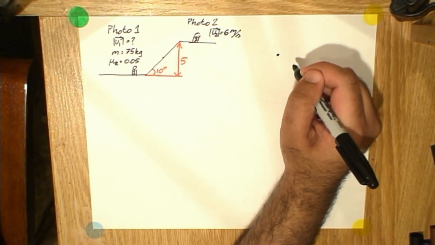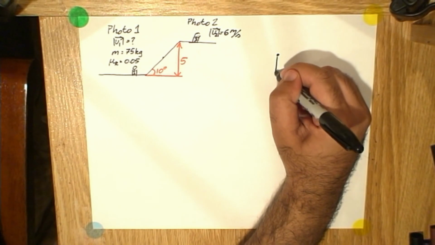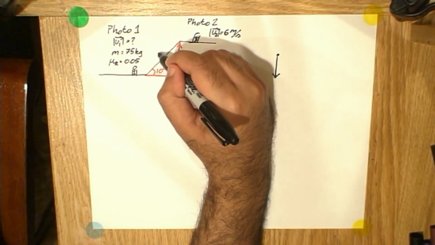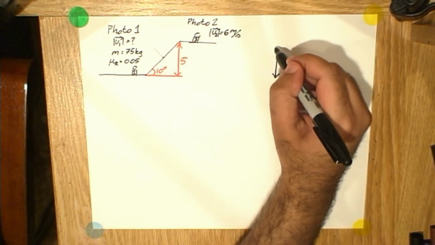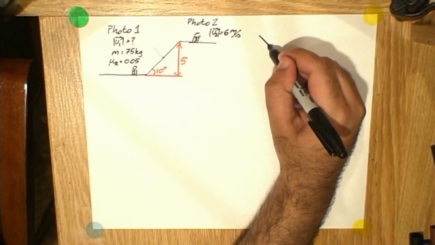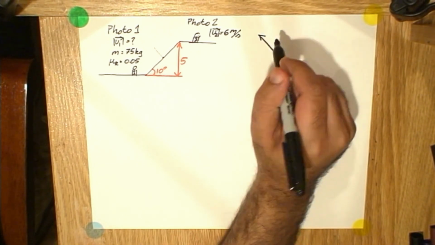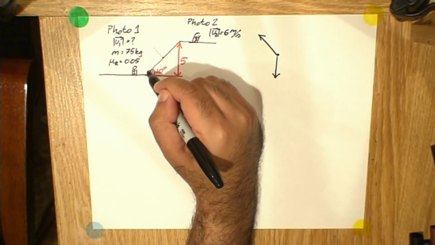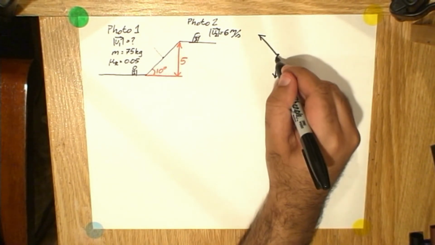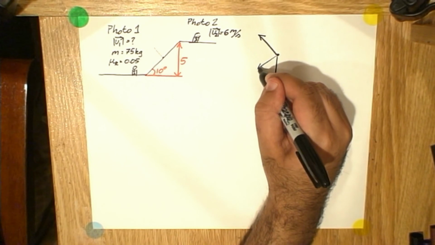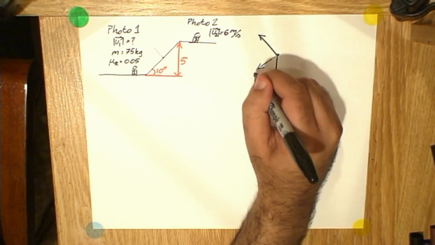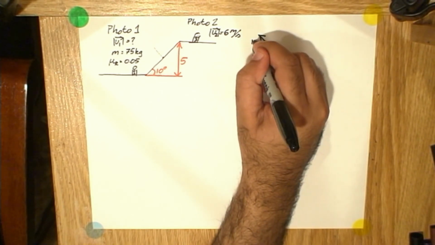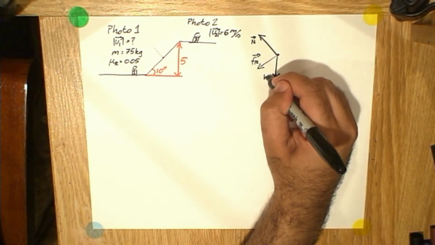Their free body diagram would look like this. Weight pointed down. Normal force would point at 90 degrees to the slope, so off in this direction. And finally, friction would point opposite their direction of motion. So if they're traveling up the slope, friction must point down the slope. So we have the force of kinetic friction, we have the normal force, and we have the weight force.